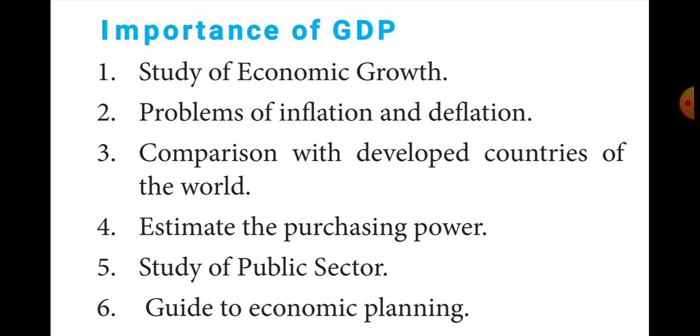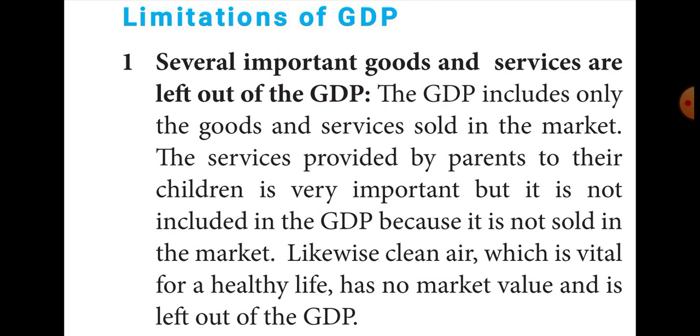Then next we learned about the limitations of GDP. There are 4 important limitations of GDP. The first one is that several important goods and services are left out of the GDP. The second one is that GDP measures only quantity but not quality. The third one is that GDP does not tell us about the way income is distributed in the country. The last one is that GDP does not tell us about the kind of life people are living.